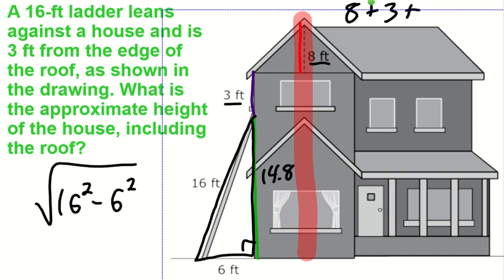Everybody good on that part? Then it's just a matter of adding up all 3 of those. So 8 plus 3 is 11. 11 plus 14.8 gives me 25.8.